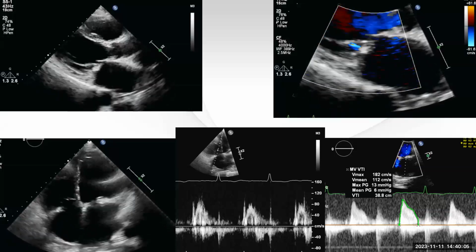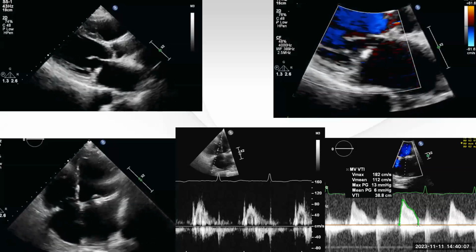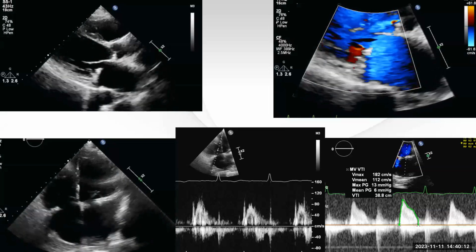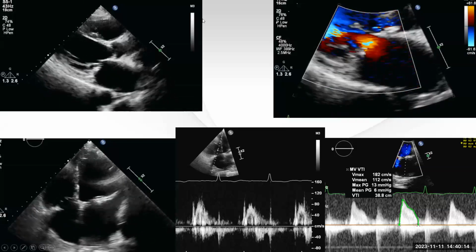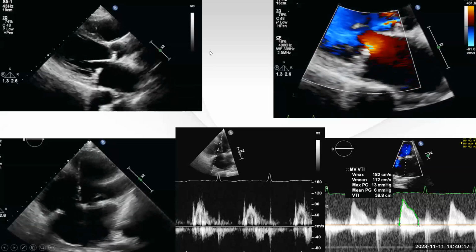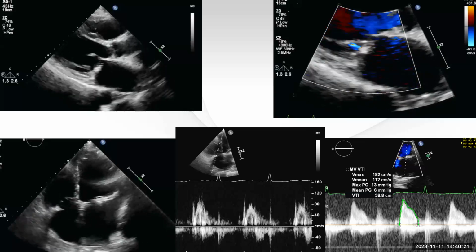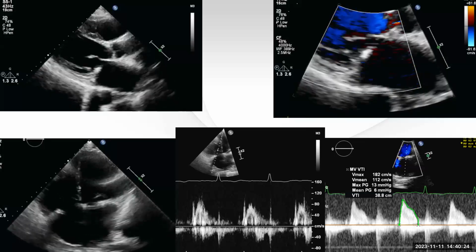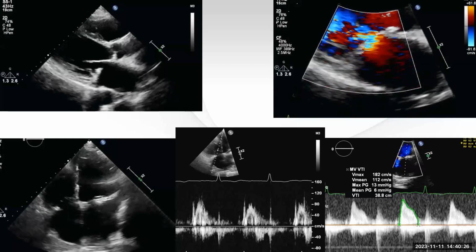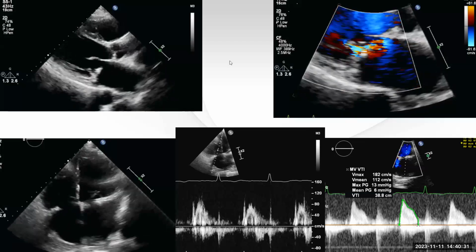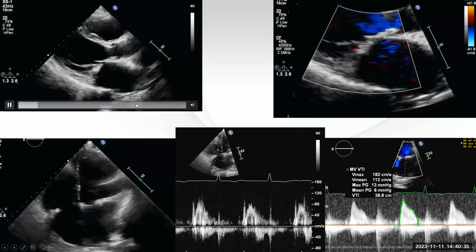If you can give me the two major findings here, that's enough for me. Two major findings. Calcified mitral valve, mitral valve repair. Excellent. So we have a mitral valve repair here. It is not calcified. What else? Tricuspid valve repair. That's right.